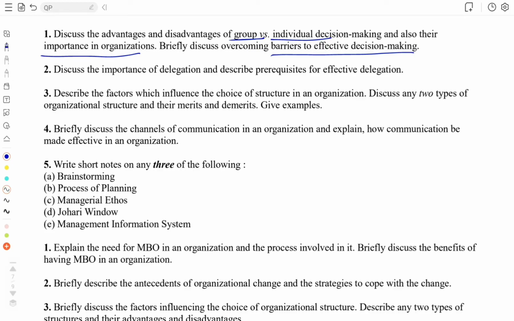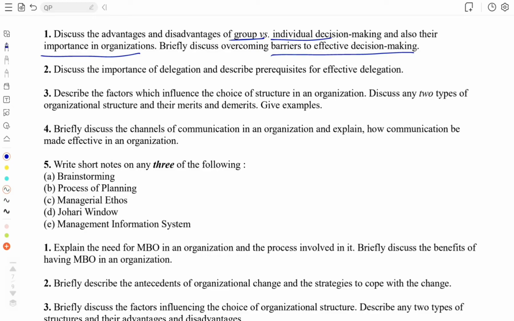And therefore the interest of all people who may get affected by that decision may not be considered. That is a disadvantage. So for group and individual decision making, whatever the advantages of one becomes the opposite, the disadvantage of the other, so it works as a complementary thing. Okay, so that way you can think and write the answer if this question comes up.